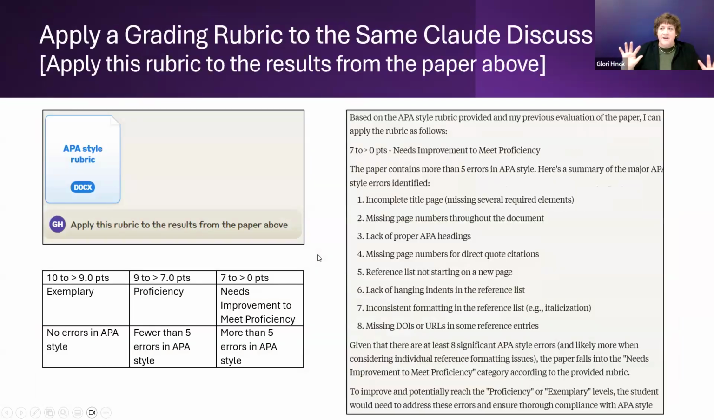All right, so I'm going to stop there for a second. It looks like we're doing okay with time. Any questions or thoughts on using something like this or developing something like this for your grading?